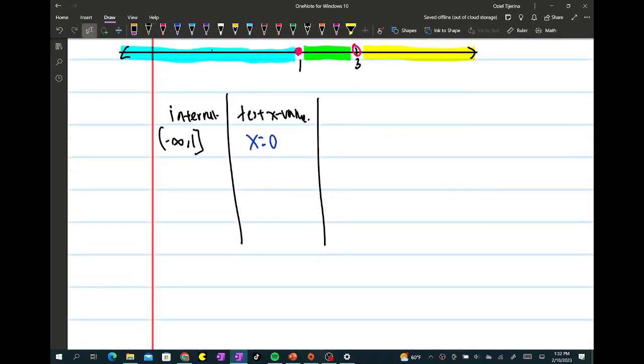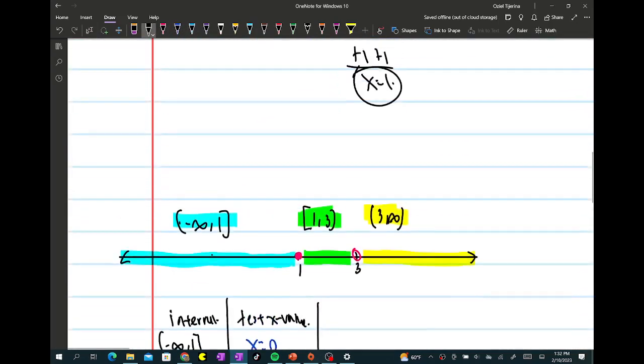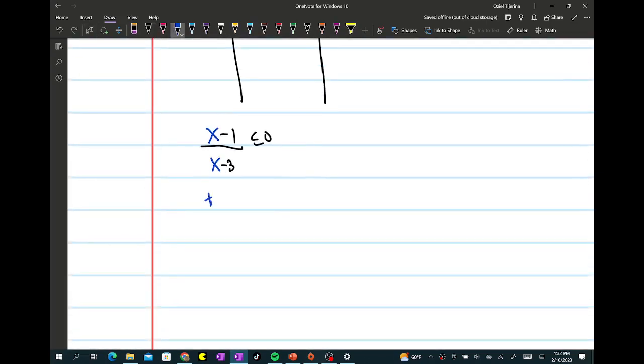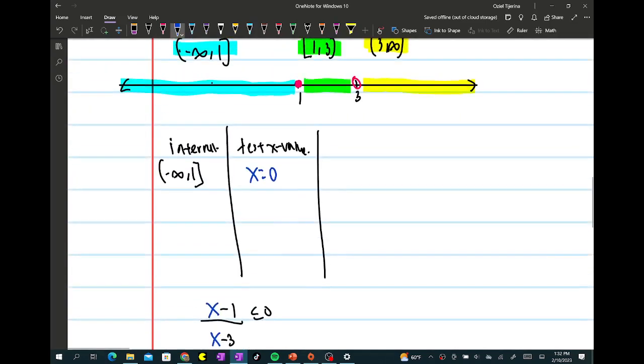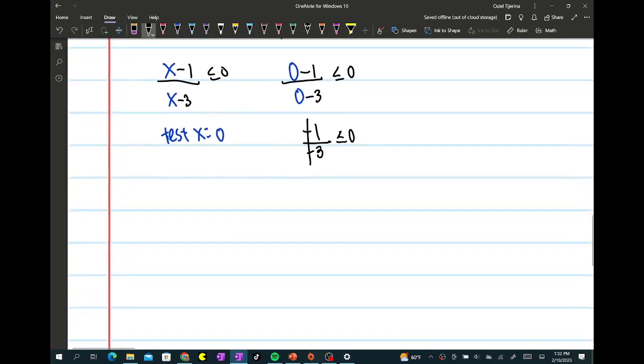So we know that the inequality is x minus 1 over x minus 3 less than or equal to 0. We're going to test x equals 0. So when we do that, we have 0 minus 1 over 0 minus 3 less than or equal to 0. This gives me negative 1 over negative 3 less than or equal to 0. These two cancel out, and then we have 1/3 less than or equal to 0.